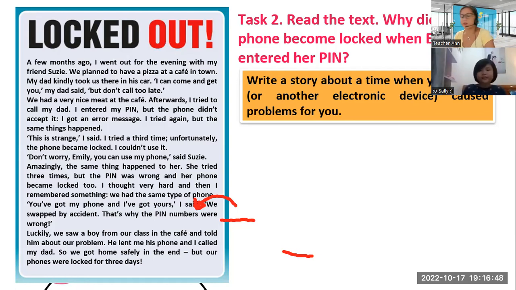Oh, so imagine that one. That's quite bad because the phone was locked for the third time already. Imagine it is locked for the third time. And because they swapped the phones, okay, that's the reason that they were locked. Of course, when they swap the phone, the password is different. Wow. That's really the reason. Okay.